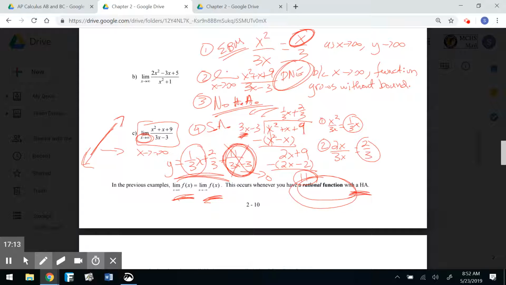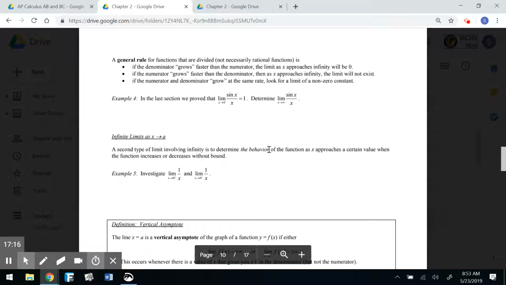With rational functions. A general rule for functions that are divided, not necessarily rational functions, is: 1, if the denominator grows faster than the numerator, the limit as x approaches infinity will be 0. 2, if the numerator grows faster than the denominator, then as x approaches infinity, the limit will not exist. 3, if the numerator and denominator grow at the same rate, look for a limit of a non-zero constant.